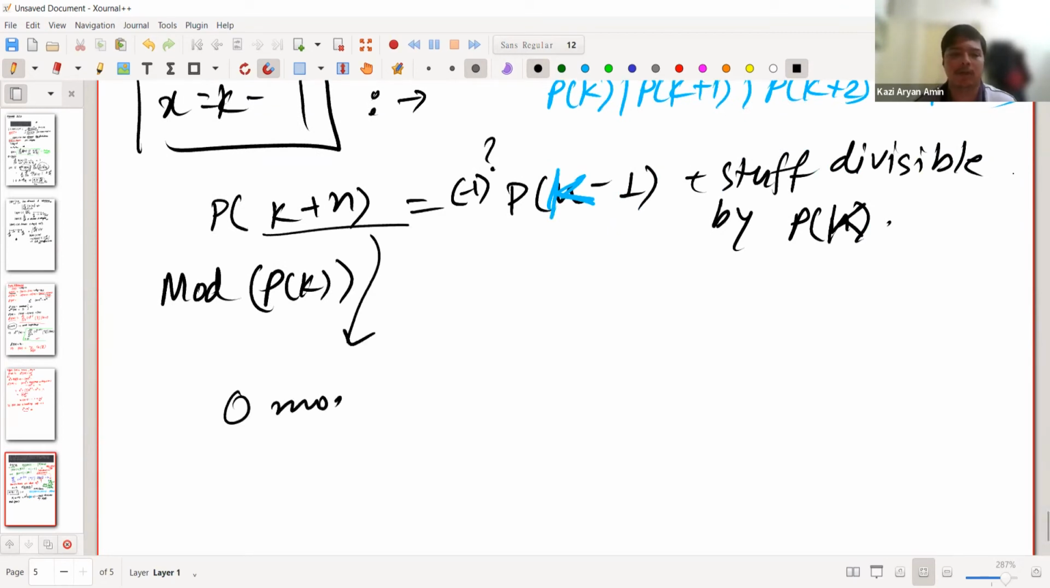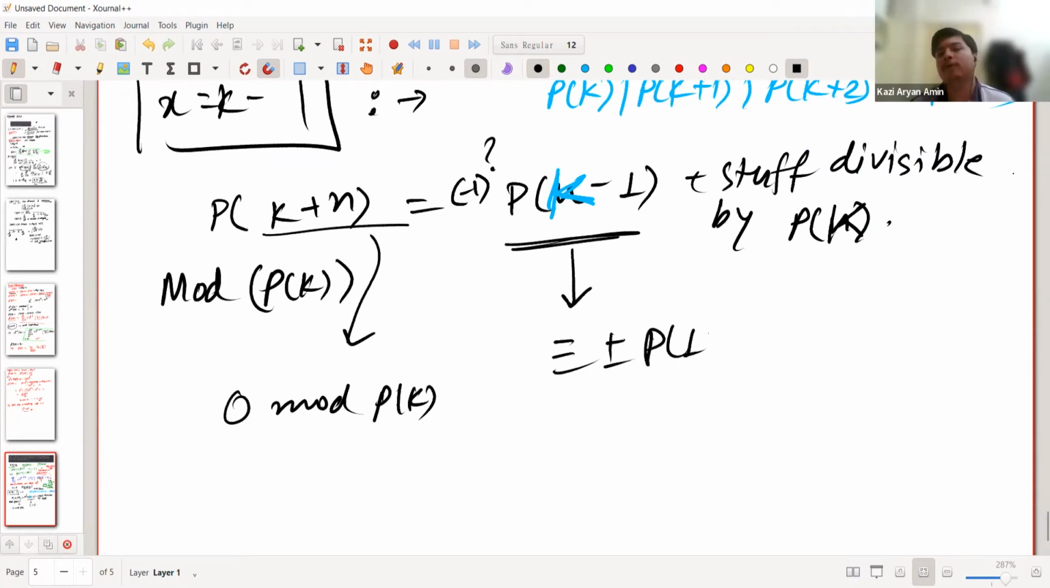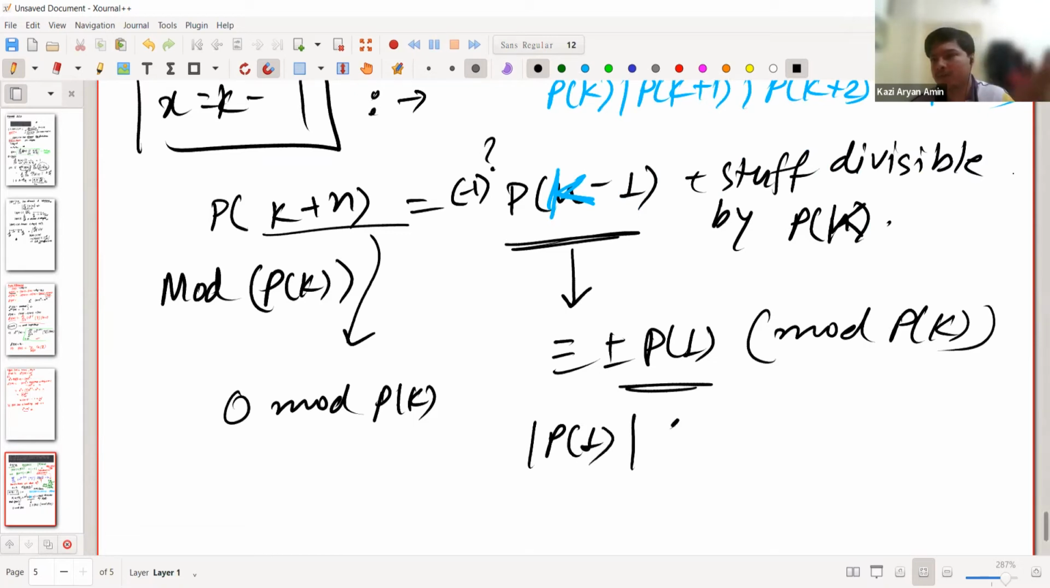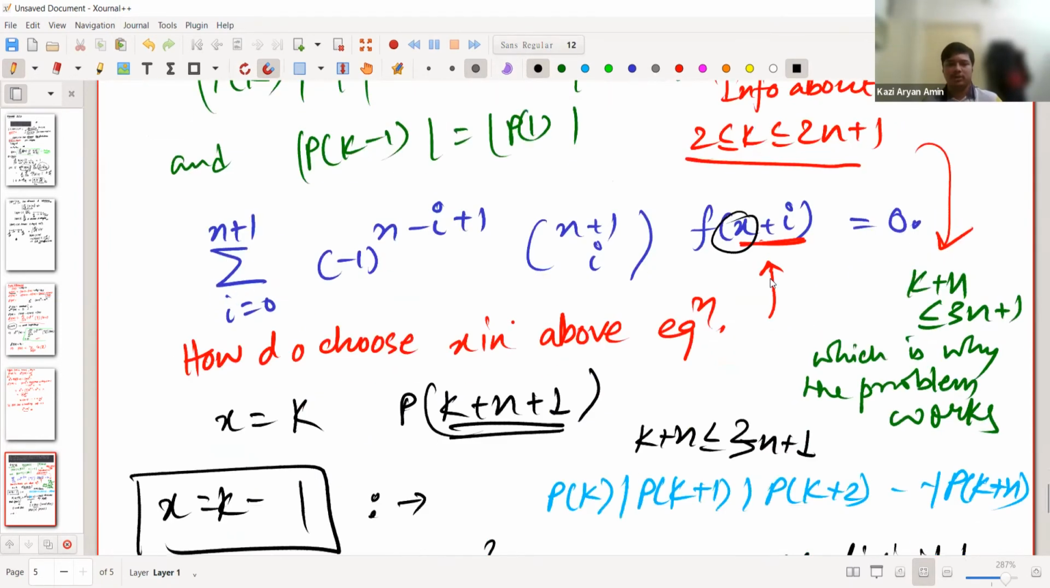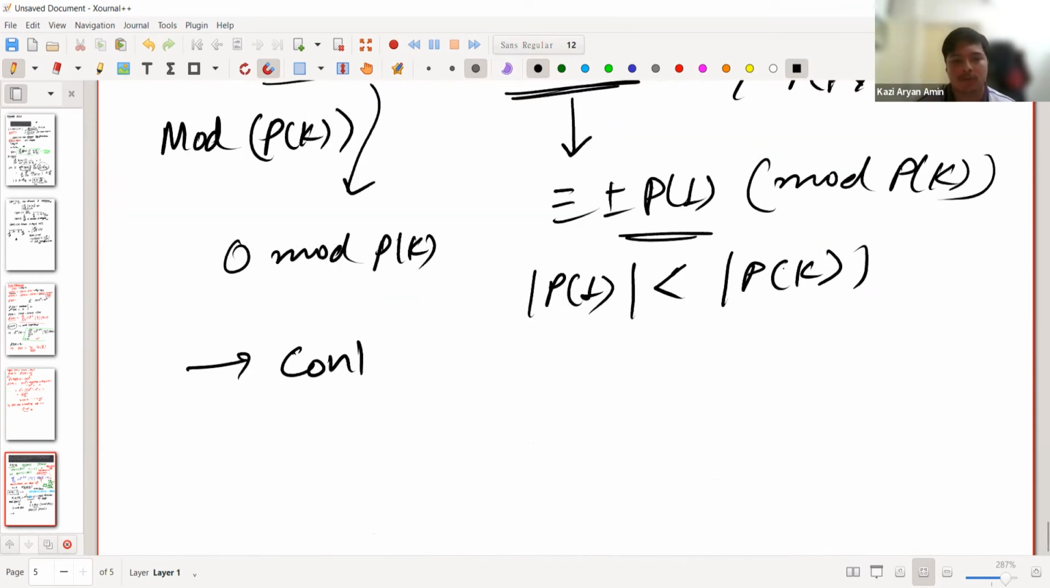You know that this is 0 mod p of k, and this is equal to plus or minus p of 1 mod p of k. But that cannot happen, because we concluded that p of 1 divides p of k, and they have different magnitudes, so p of k has a larger magnitude than p of 1. So the assumption we started with, that p of 1 divides p of 2 divides up till p of 3n plus 1, is false, so we get a contradiction.